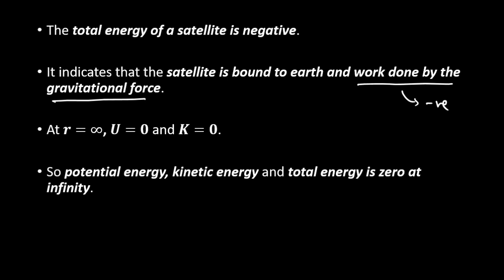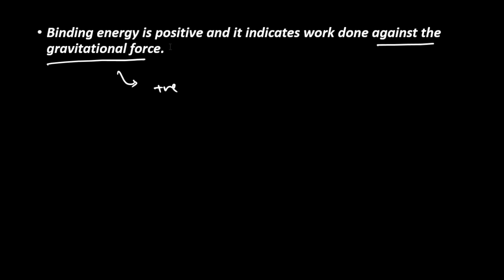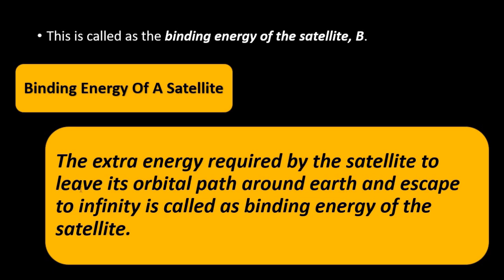But for the binding energy, it is plus GMm by 2r. Both of them are the same magnitude wise, but here the positive sign means this extra outside energy which is supplied is positive and does work against the gravitational force to free the satellite from Earth's bondage, so that it leaves its orbital path and escapes to a faraway distance, to infinity. So this is the concept of binding energy, which is the extra energy required by the satellite to leave its orbital path around Earth and escape to infinity.